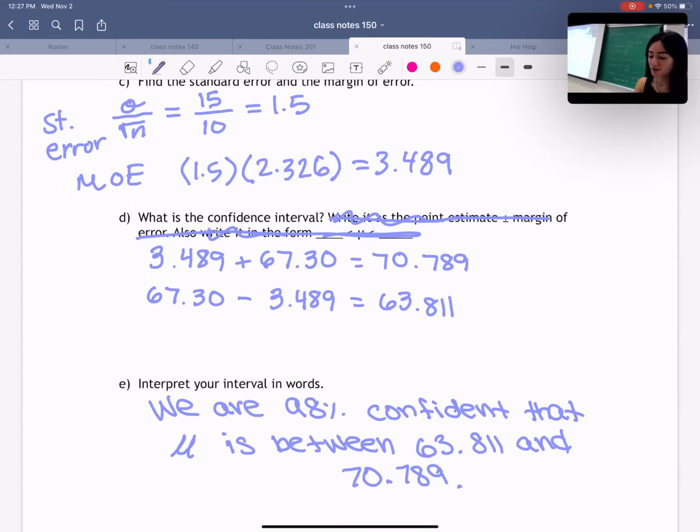Perfect. Honestly, these two numbers will be fine for a test or quiz. Normally people write the interval with like the lower number first and then this higher number second. But if you just get the two numbers, I'm good with that.